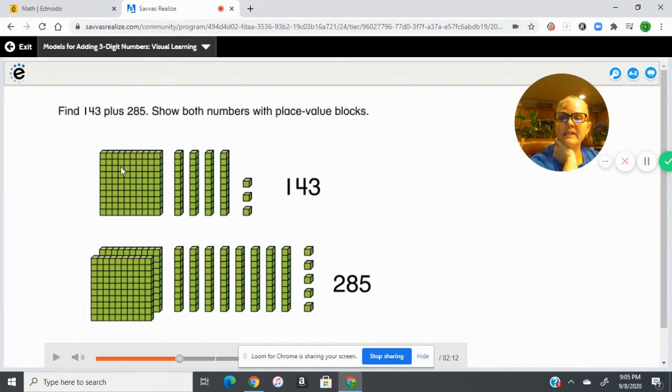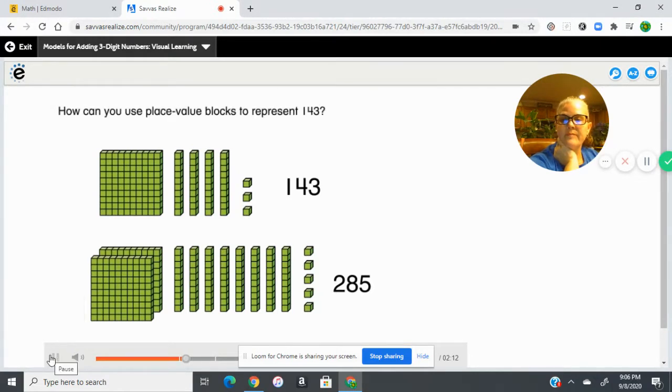Okay, so we're looking at the place value blocks. We have hundreds, tens, and ones. 100, 10, 20, 30, 40, 1, 2, 3. So 143. We have 200s here, 10, 20, 30, 40, 50, 60, 70, 80, 285.